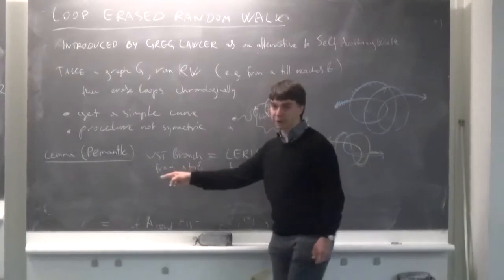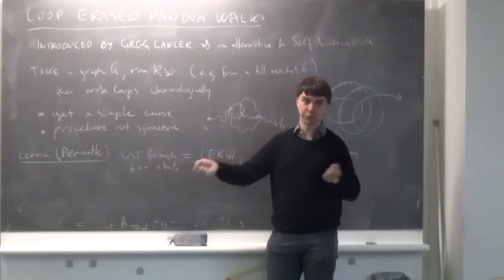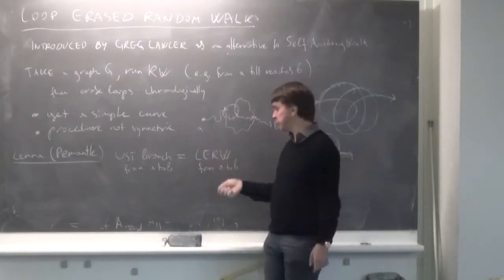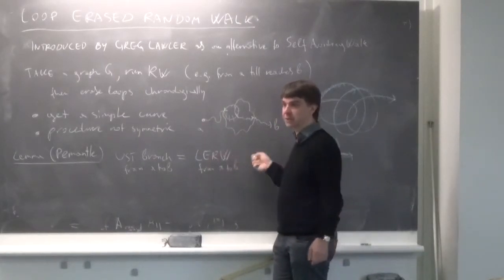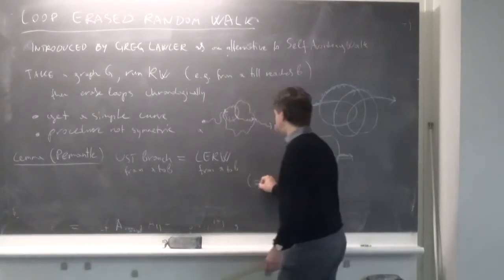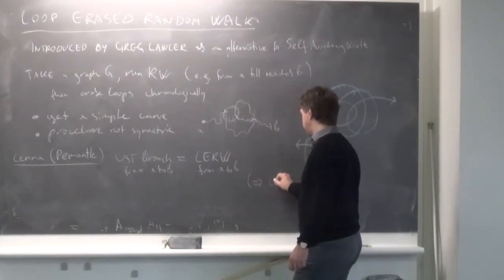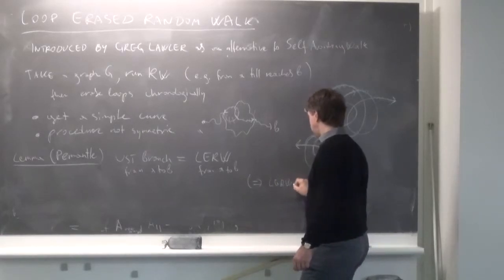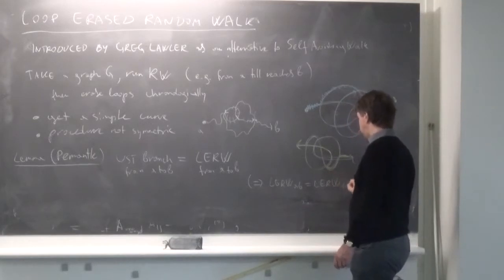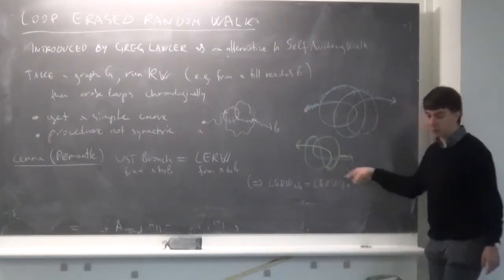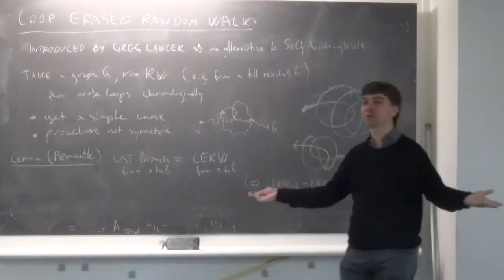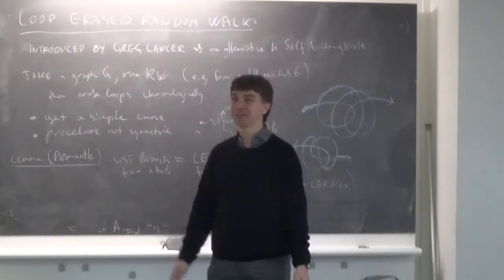Now, the UST branch doesn't distinguish between two endpoints, so you just fix two points and you ask for the unique branch. So it means that loop erased random walk from A to B is the same as from B to A. So that implies that loop erased random walk AB is equal to loop erased random walk BA. So the ways they are constructed are different.